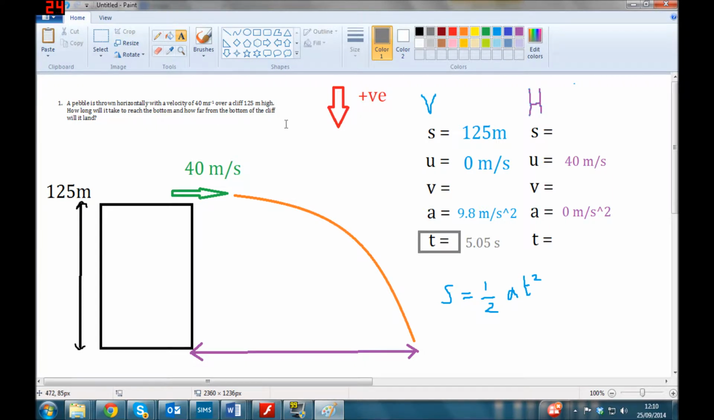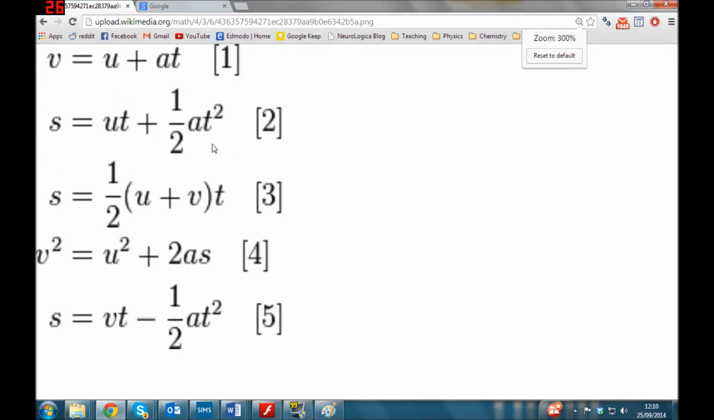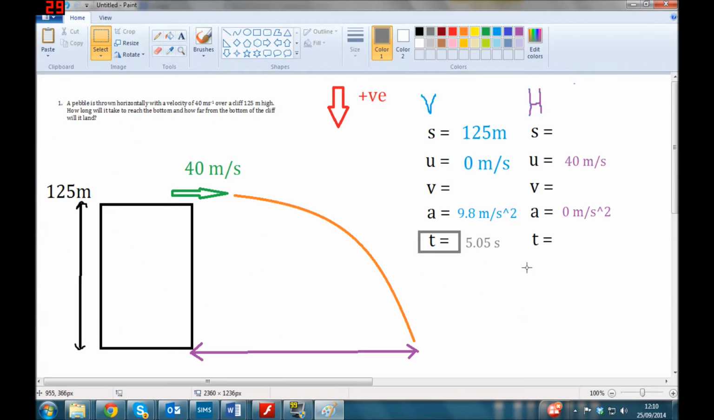Now, how far from the bottom of the cliff will it land? Let's get rid of this calculation. How far from the bottom? Well, I'm going to use the same equation, S equals UT plus a half AT squared, but this time acceleration is 0 because there's no horizontal acceleration. Zoom right in on that. So it's going to come S equals UT, which is distance equals speed times time. So we've got S equals U times T.